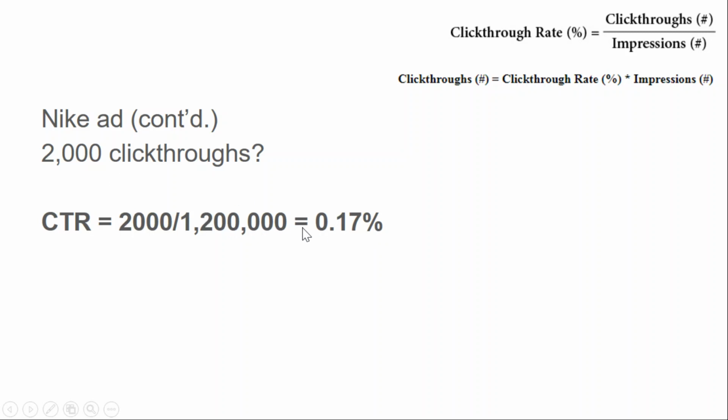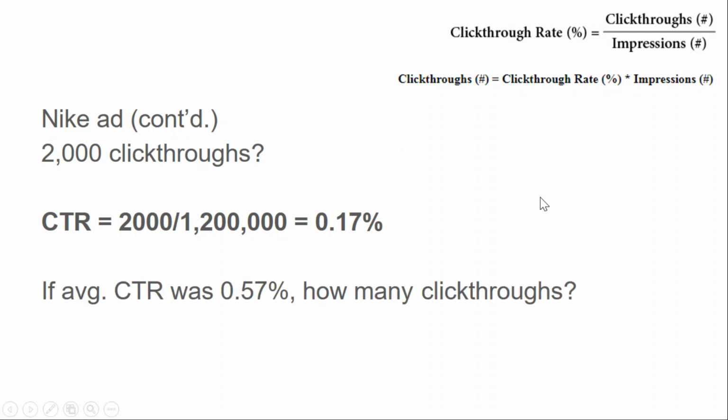or 0.17%. Pretty low, right? The question is, how low is that? I'm going to show you some statistics on the next page that give you some average click-through rates across different industries, and you're going to be shocked at how low these numbers are.